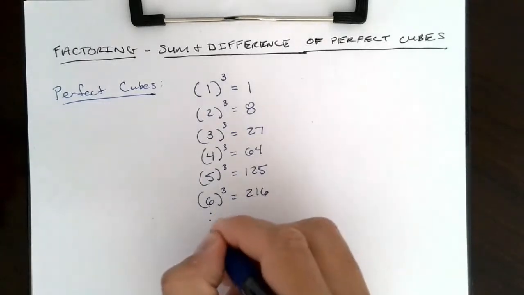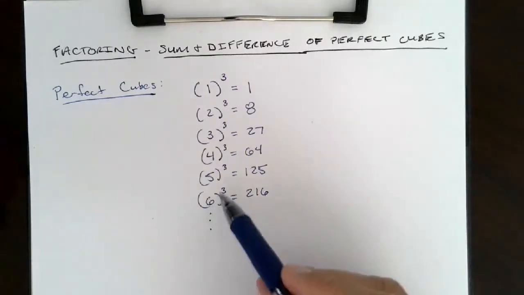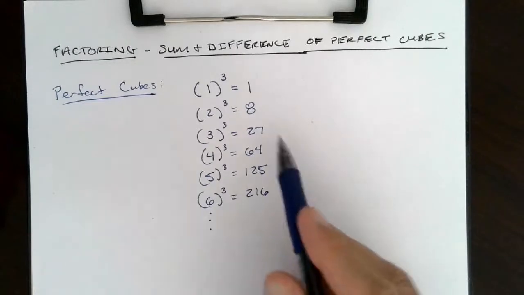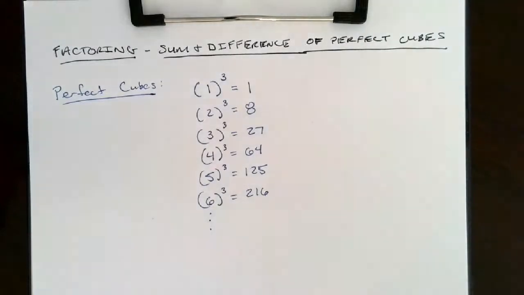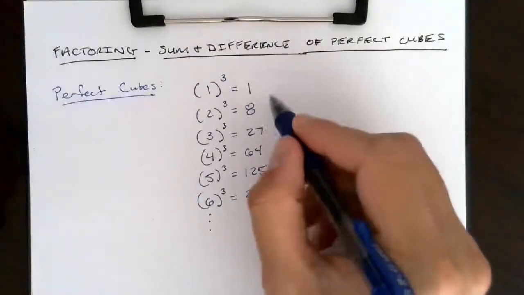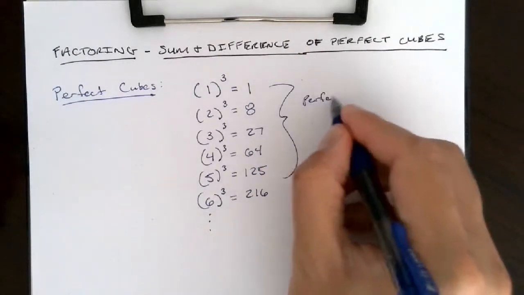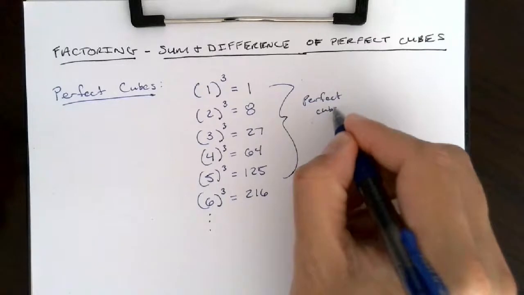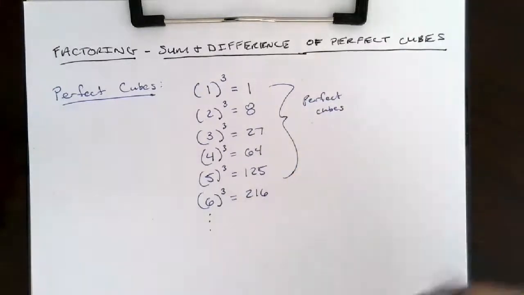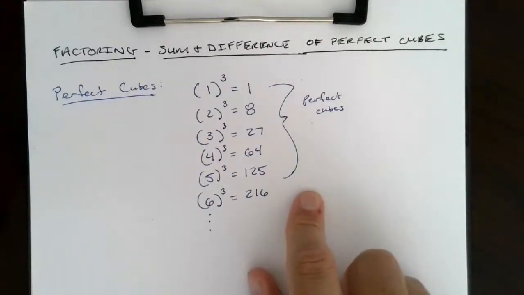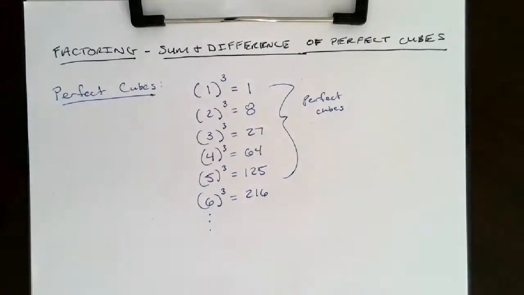And you could continue like this forever, right? You could keep raising each whole number value to the third power, and you'll get out a value. These values that we're getting, this whole set here, these are the perfect cubes. Now you could do this forever, but being able to identify the perfect cubes is really the most important part, because that's going to help us know when we're able to factor using the sum and difference of perfect cubes.